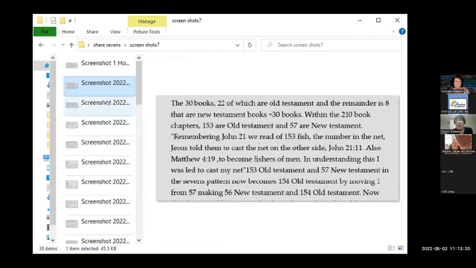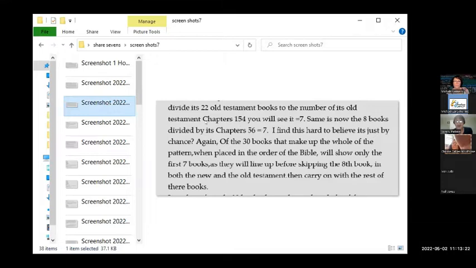So if I go on to the next, now we have chapters 54 and then 56, because I removed one and put it into the 54. Now, if you divide 154 by 22, it equals 7 perfectly, just by moving one. And the New Testament does exactly the same thing. If you divide its chapters, 56, by its number of books, 8, it equals 7 again, just by moving one.